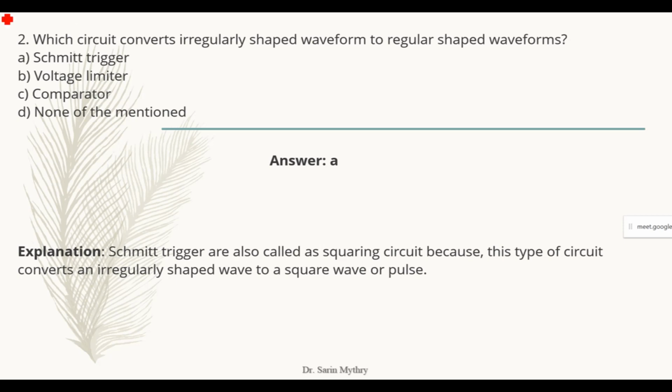Here you can see the explanation also. What actually does the Schmitt trigger do? A Schmitt trigger is also called a squaring circuit because whatever signal you give to it, it can be a square waveform, a triangular waveform, or a pulse waveform, whatever the input signal type, ultimately the output of a Schmitt trigger is going to be a square waveform. It always produces a square waveform, and because of that reason it is called a squaring circuit. So here option A is the correct one.